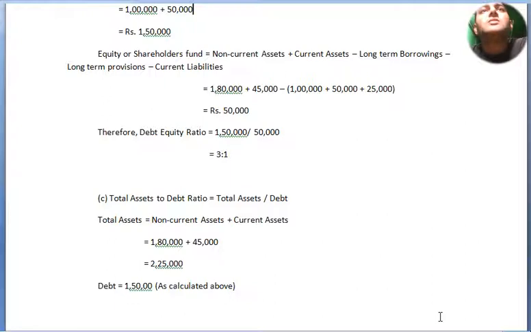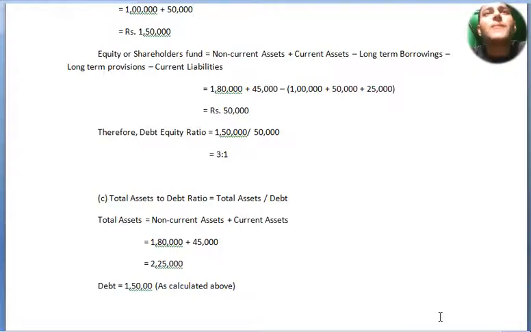Now equity or shareholders fund equals non-current assets plus current assets minus long-term borrowings minus long-term provisions minus current liabilities. So 1,80,000 plus 45,000 minus 1 lakh, 50,000 and 25,000, altogether we will get 50,000. Therefore debt equity ratio equals 1,50,000 divided by 50,000 equals 3:1.